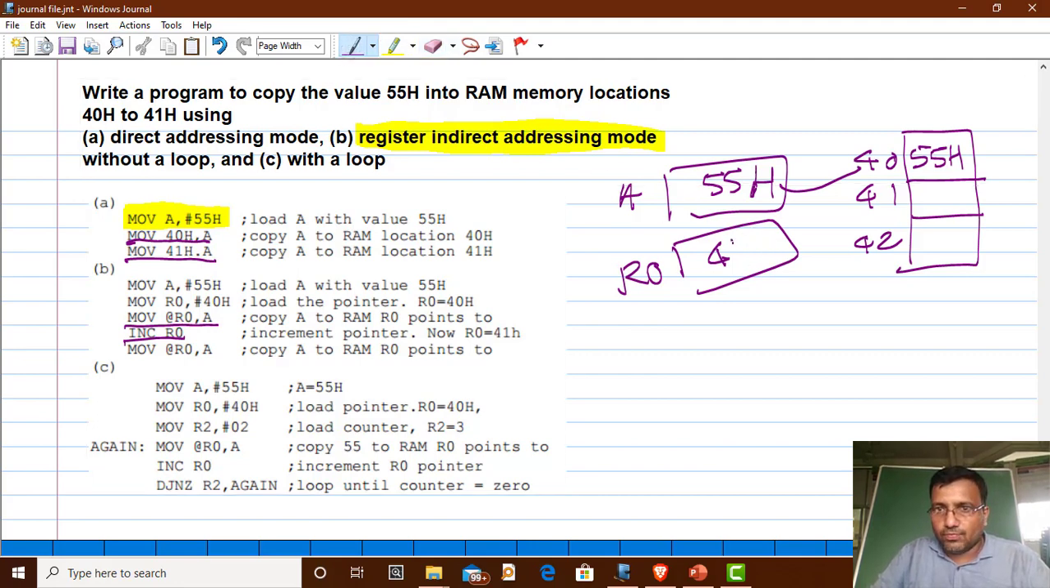So here it is 41H, and whenever you increment this and again use MOV @R0, A, the A content will be transferred to 41H. So my data will be 55H here.